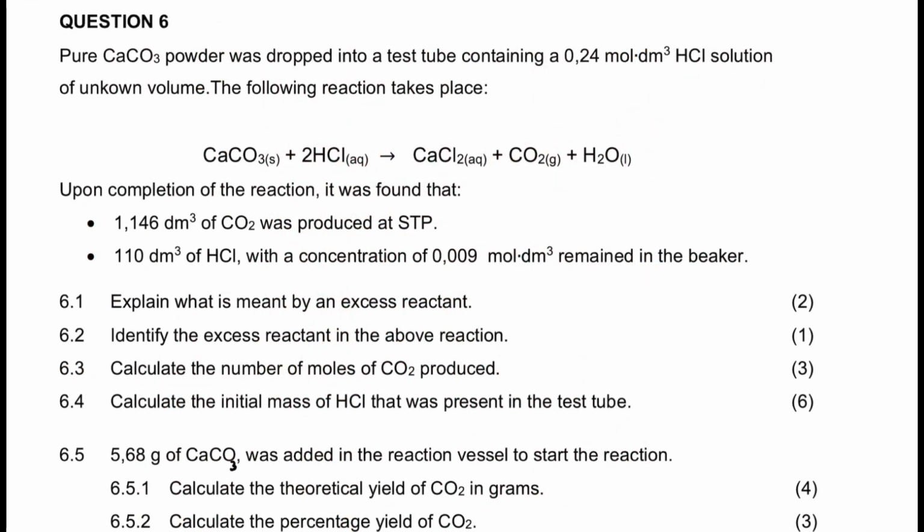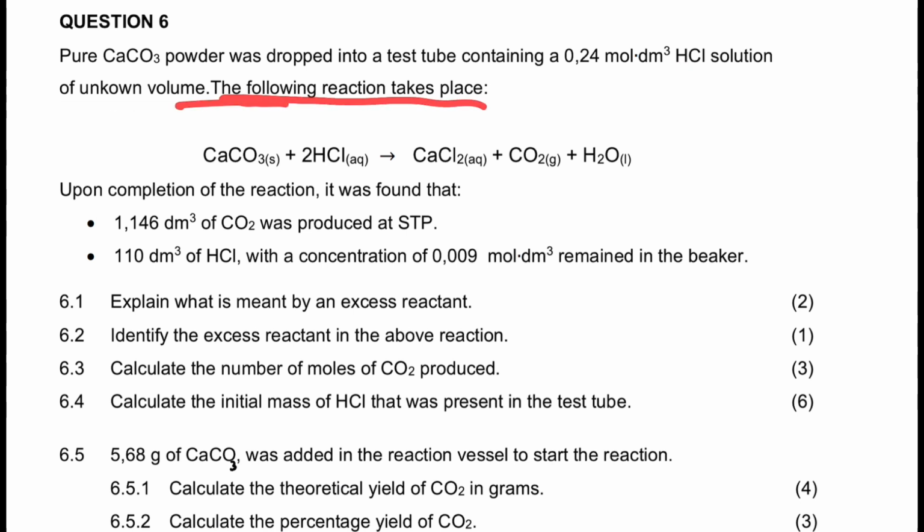Question 6 is the stoichiometric calculation, the quantitative aspect. Right, now let's look at this. These questions, guys, are possible questions, and if you understand the skill that you apply here, it's going to make you able to do any question. Like it says, a pure calcium carbonate powder was dropped into a test tube containing 0.24 mole of HCl of an unknown volume.